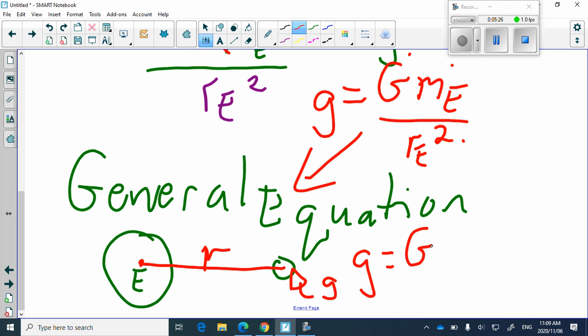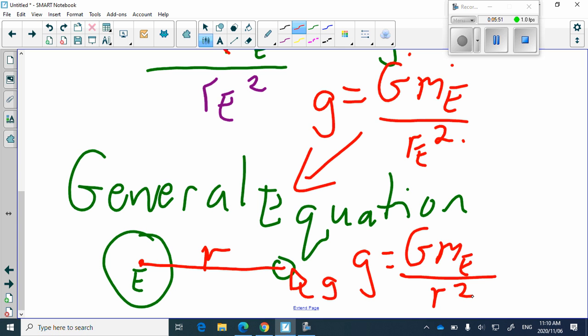Why am I still using big G? Because we're in the same universe. Okay? Mass of the Earth. Why am I still using the mass of the Earth? Because I want to find the gravitational field strength of the Earth. It's just not the gravitational field strength on the surface. It's the gravitational field strength where? At this distance.